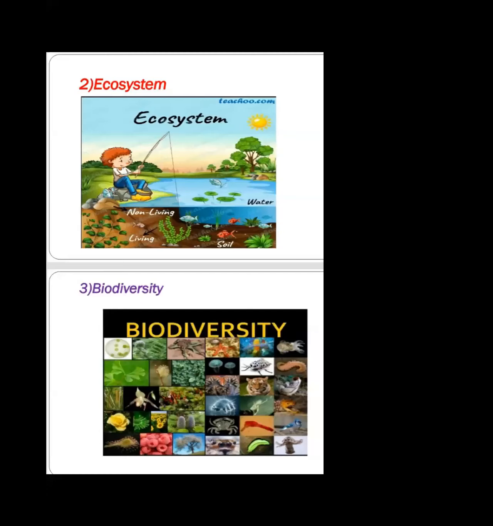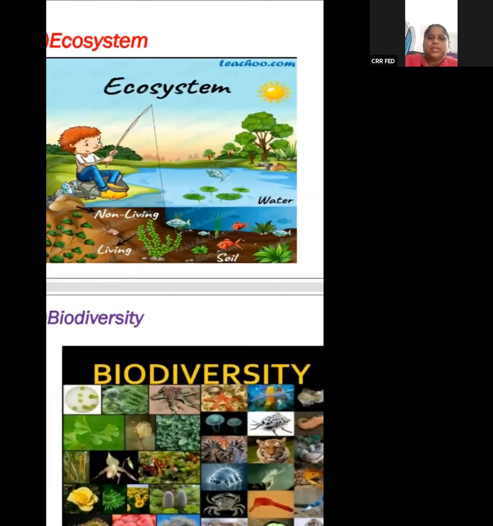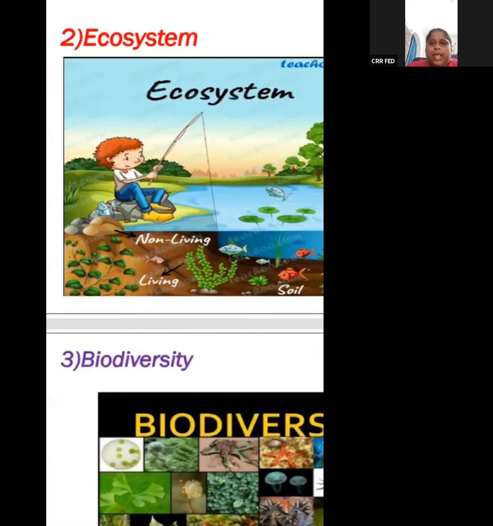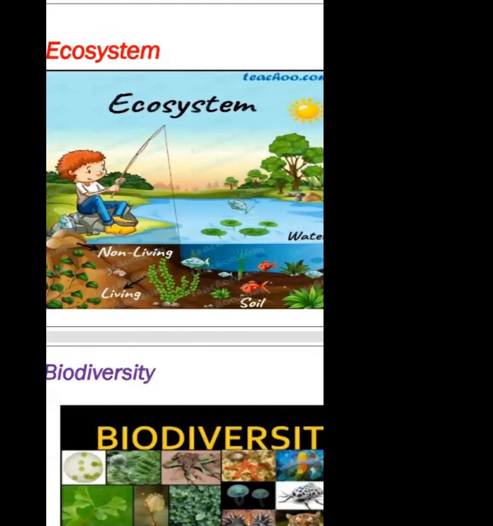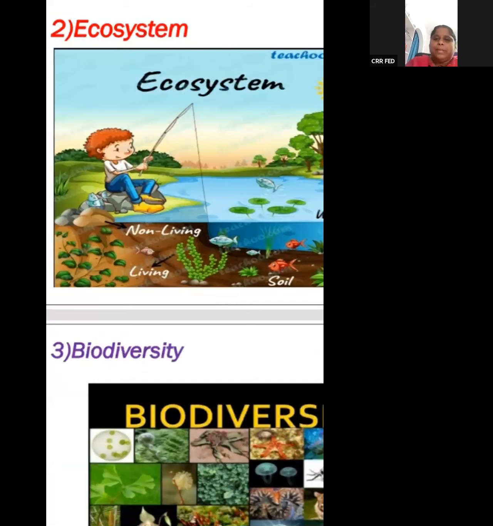Next point is how environmental science is useful for us. The second one is ecosystem. Ecosystem means the relationship between biotic and abiotic components. In this picture, man is enjoying nature. In this photograph, there are living organisms like fishes, man, and plants.